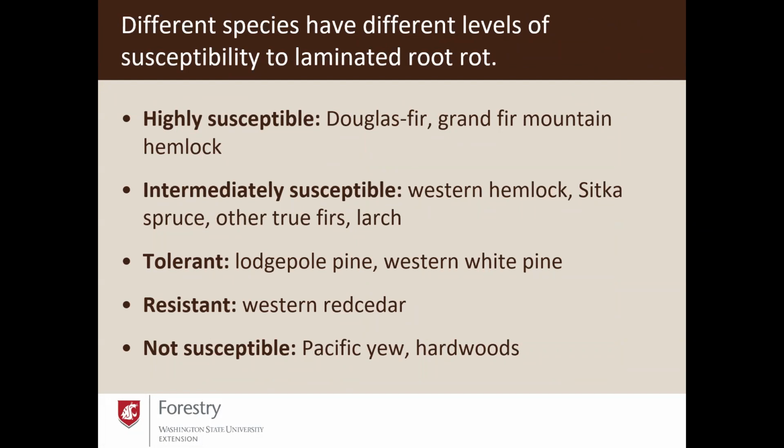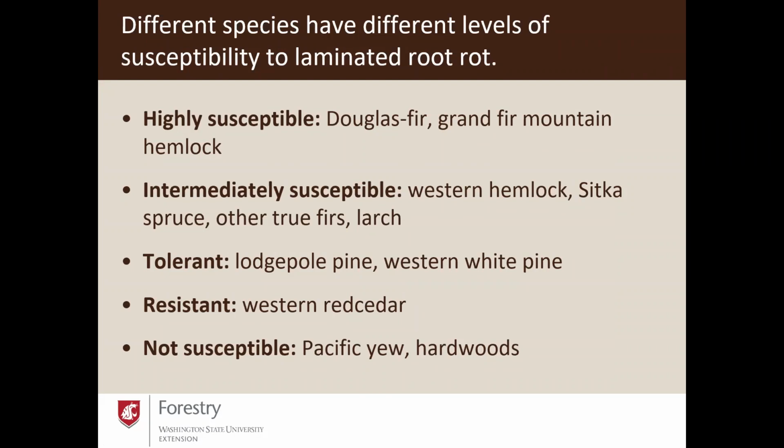Diseases and insects as well are host specific. So different trees are going to have different levels of susceptibility to different diseases. In the case of laminated root rot, the most highly susceptible species are Douglas-fir, grand-fir, and mountain hemlock. And this is why this is the most damaging root disease here in coastal Western Washington and Oregon Douglas-fir forests, because it prefers Douglas-fir and is very aggressive against Douglas-fir.